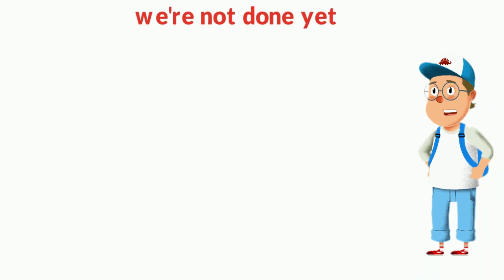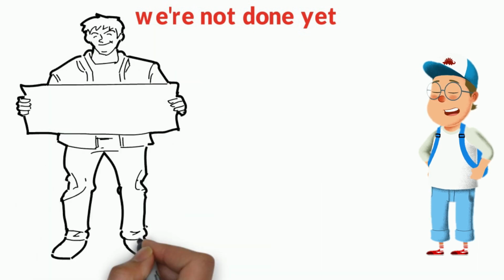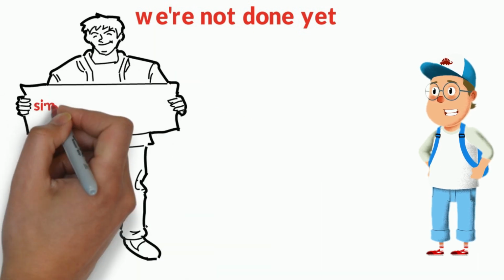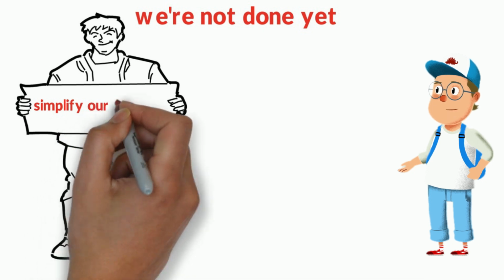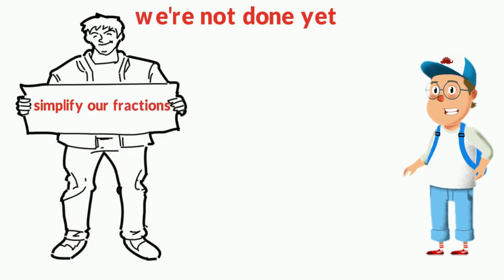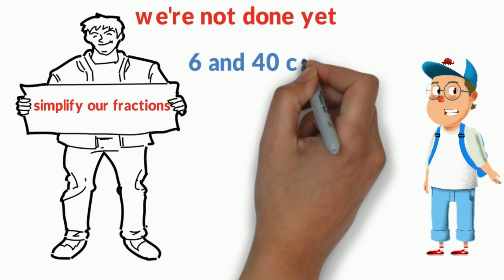But hold on, we're not done yet. It's always good practice to simplify our fractions. In our example, both 6 and 40 can be divided by 2, giving us 3/20 in its simplest form.